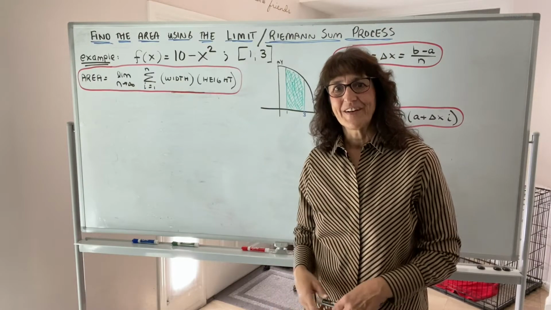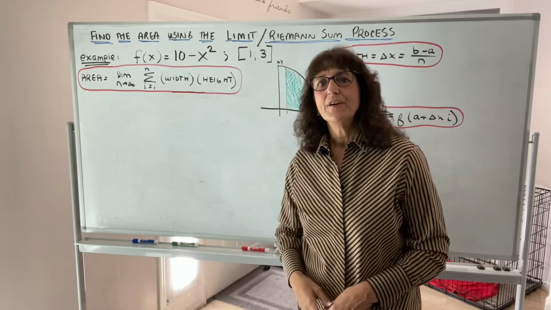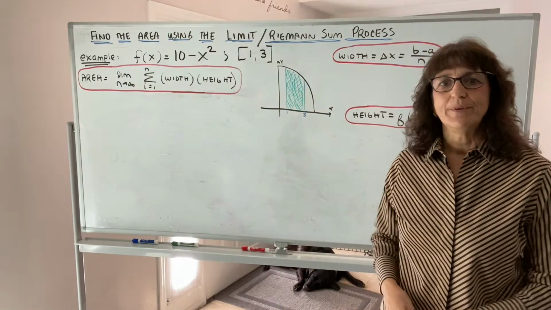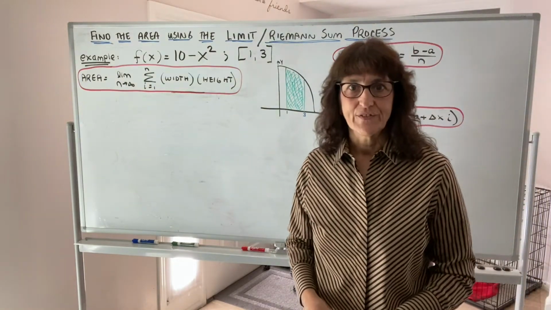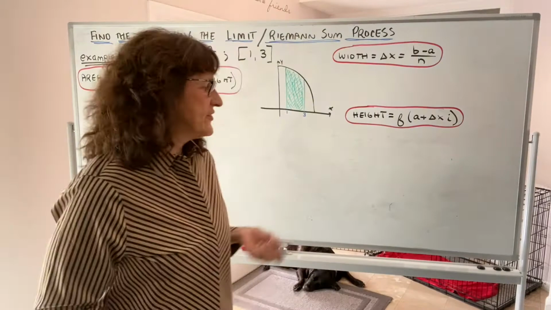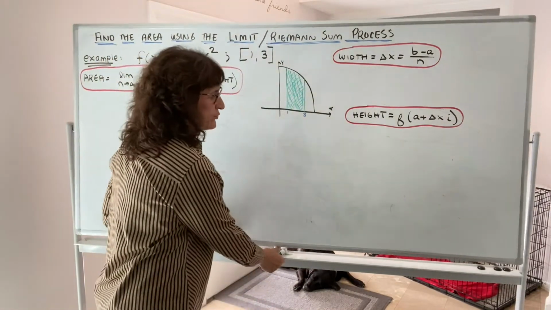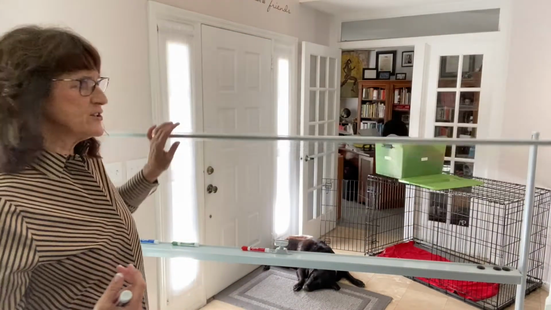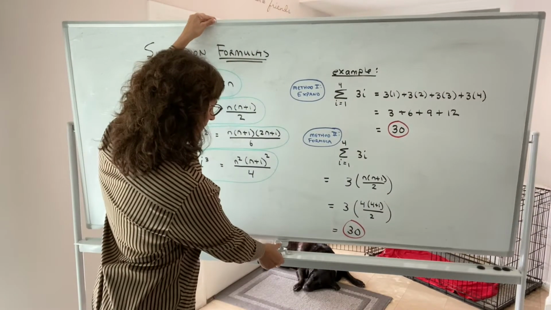Hi, my name is Dr. Deshawn. In this video, we are going to find the area of an irregular shape using the limit process and Riemann sums. Before we start with this example, I thought we would take a look at Riemann sums and some of the summation formulas that will be needed for this problem.